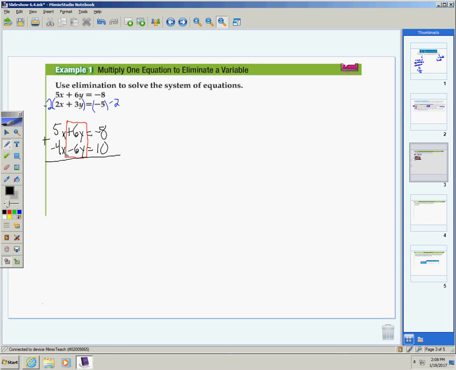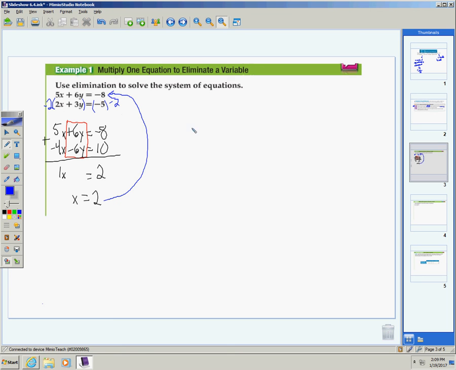5x plus negative 4x is 1x. My y's cancel out. Equals negative 8 plus 10, which is 2. So I get 1x equals 2, which just means x equals 2. That was pretty easy. Now that I know x is 2, I can take it and plug it back into any of my equations. I'm just going to plug it back into this first equation.